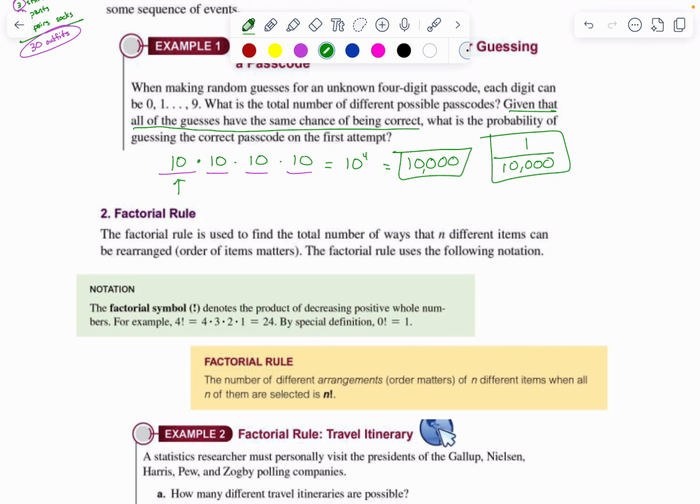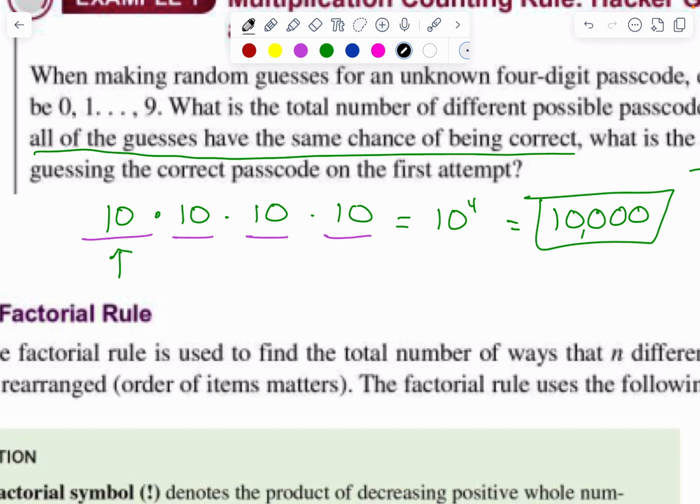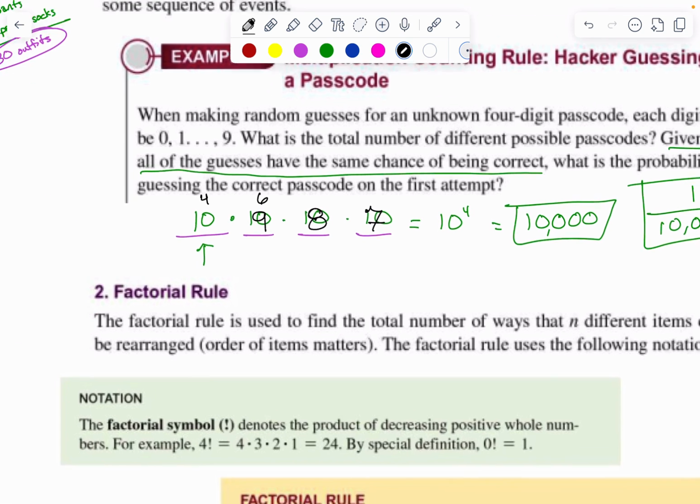What if you couldn't repeat though? That's a good question. What if you can't repeat? So what if this first number was a 4? Now this one can't be a 4. So how many different numbers could it be? It could be 9 different numbers. And then after that one's chosen to be, let's say, a 6, now this number can't be a 4 or 6, so you only have 8 different numbers, right? So then you would have to take 10 times 9 times 8 times 7. There's really no shortcut for that one. So good question.